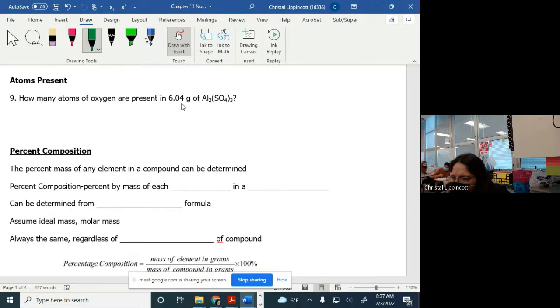And number 9, we've got this guy, okay? And this is going to introduce one more conversion factor in, but your conversion factor is held in this formula. So watch what I'm going to do here. If we're working ahead, kind of pay attention to this one, because it's going to be a little bit different from what we were doing. So I've got 6.04 grams. That is Al2(SO4)3.